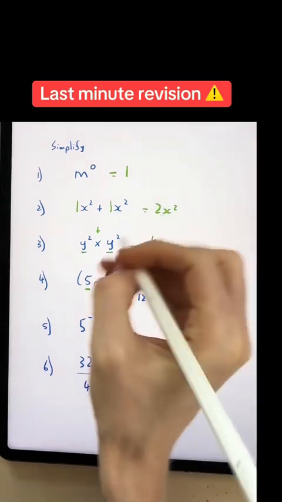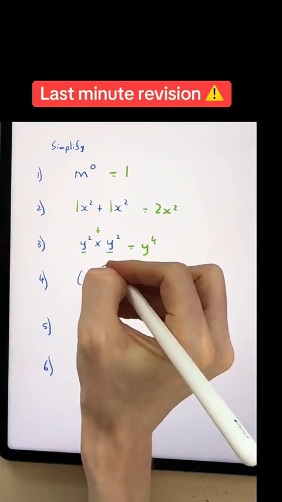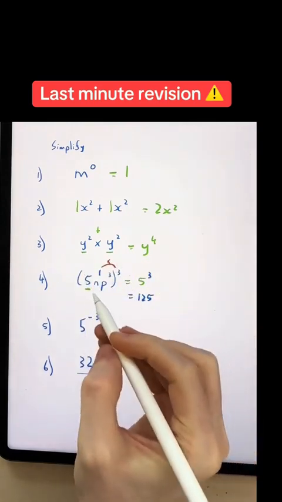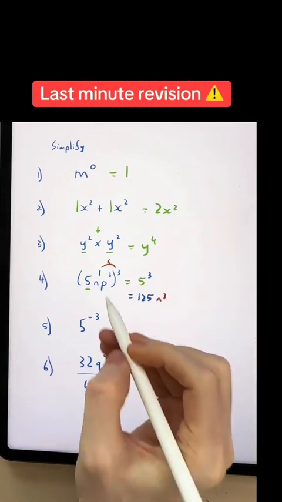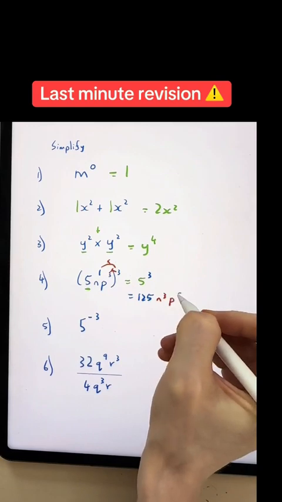If there's no power above a letter, we know the power is 1. If you've got a power raised to a power in brackets, we multiply the powers. So here, 1 times 3 will give us n to the power 3. And again, if you've got a power raised to a power in brackets, we multiply the powers. 3 times 3 gives us 9. So it's p to the power 9.